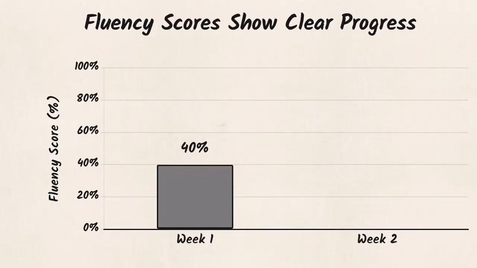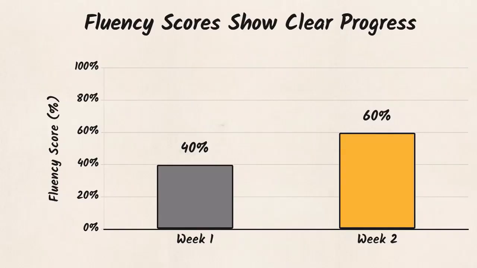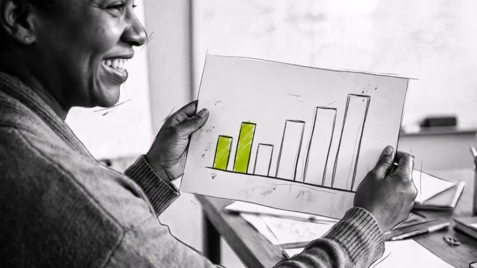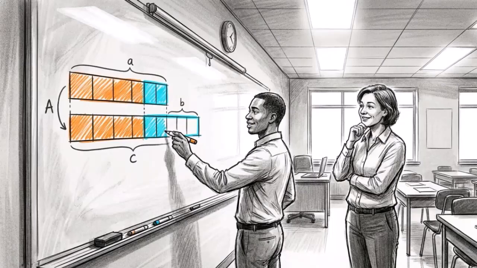Chart the first week's data by shading the graph to reflect the student's initial fluency score. As you record the second week, the upward movement of the bars provides a clear visual of the student's progress. It is important to let the student shade this graph themselves. This builds a sense of ownership over their own learning. Seeing their own growth in real time can transform a student from a passive learner into an active participant in their mathematical recovery.